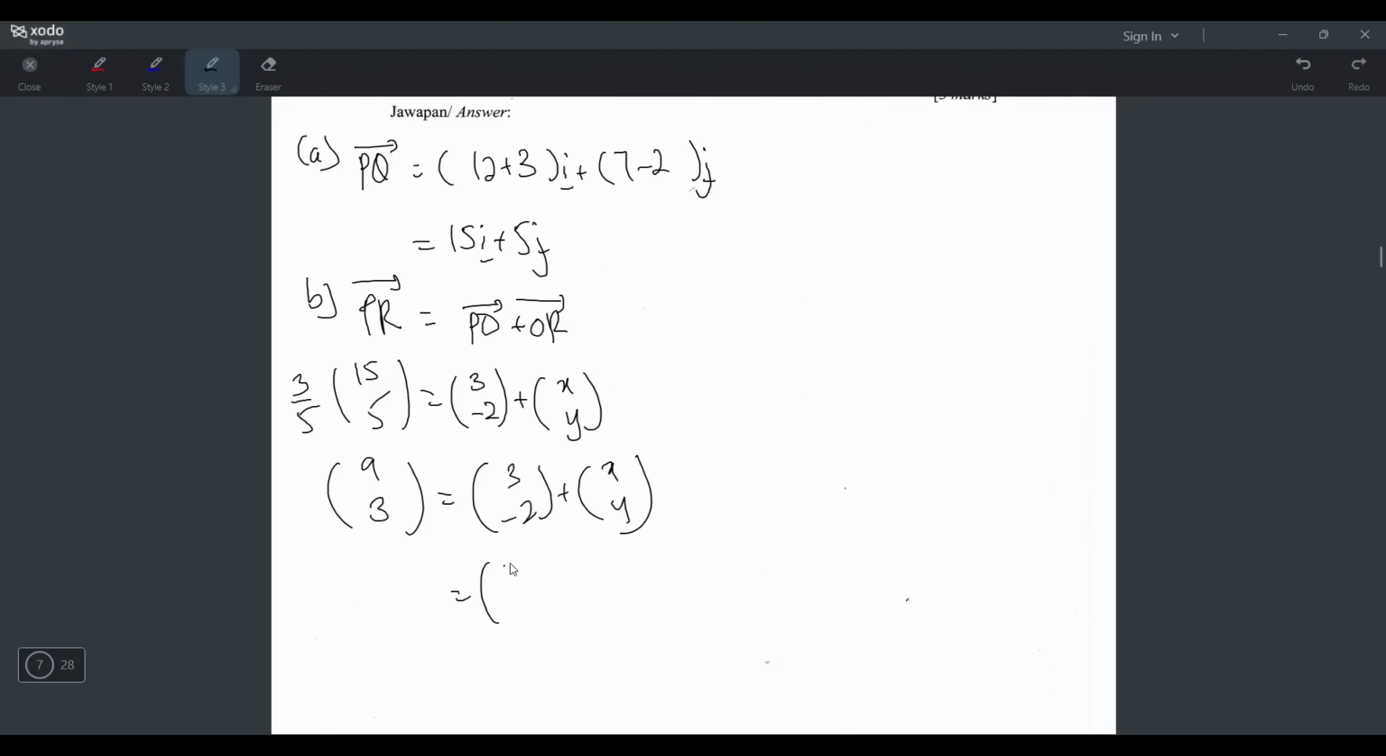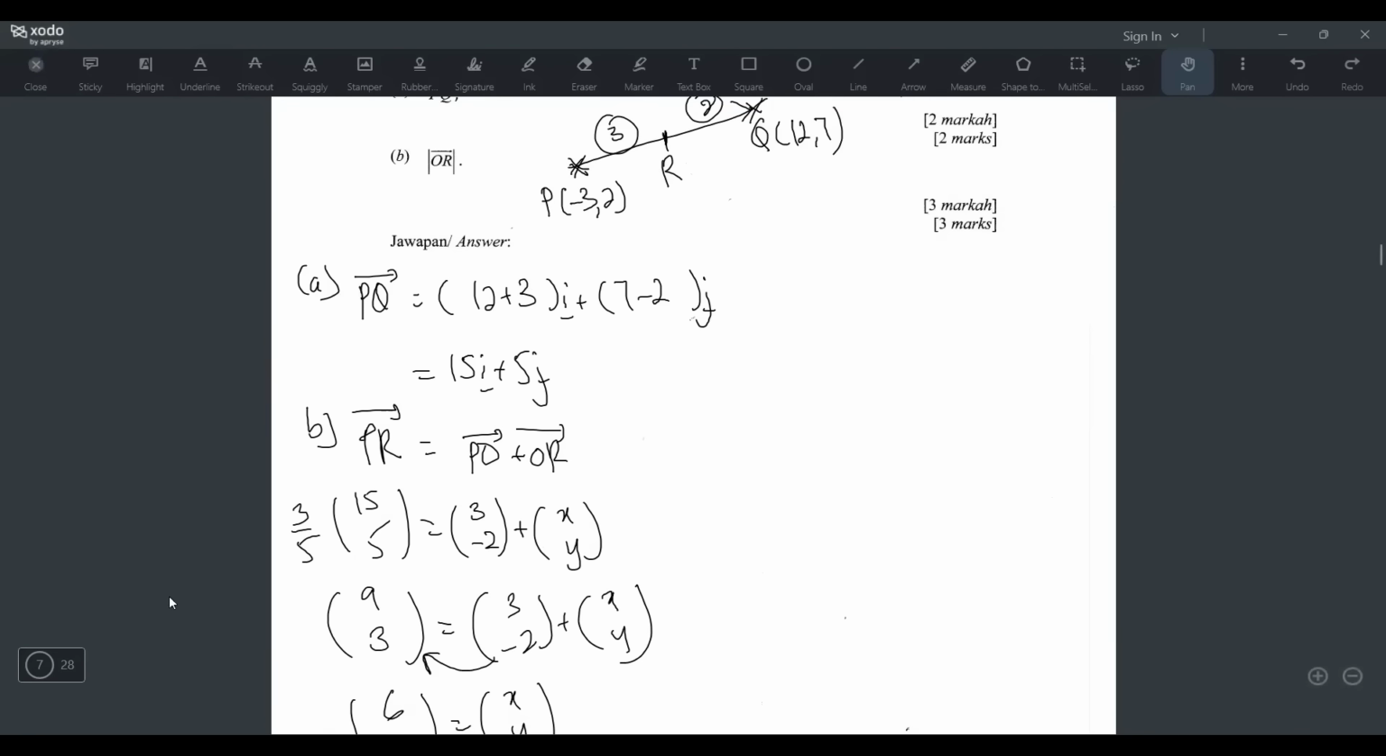Now you want to find xy, right? So just move this over, it becomes minus. When you subtract, you have to take I minus I, J minus J. So 9 minus 3 is 6. 3 minus negative 2 is 3 plus 2, so 5. So there you have it, that's your OR vector. OR vector is xy, so your OR vector is 6, 5.